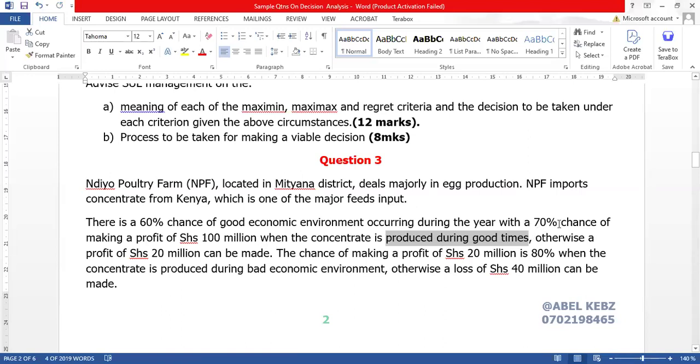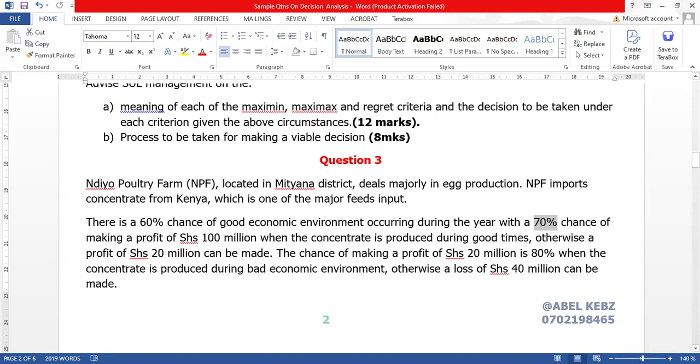They are telling us that there is a 70% chance of making a profit of 100 million when the concentrate is produced during good times. Otherwise, a profit of 20 million can be made. When they say otherwise, it means that there is another chance, the remaining chance of 30%.